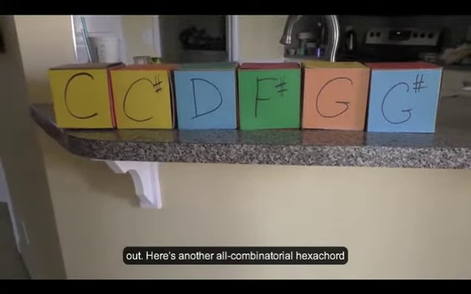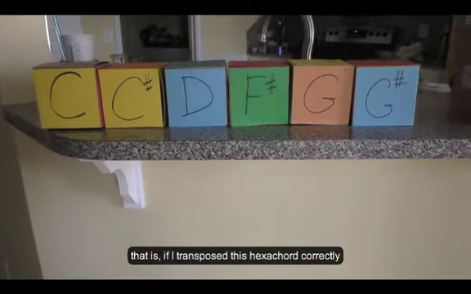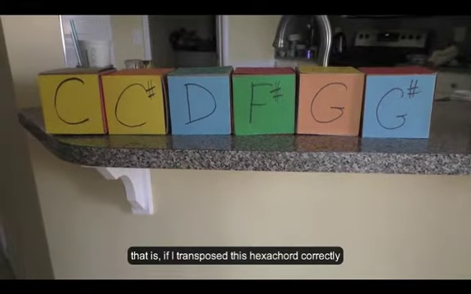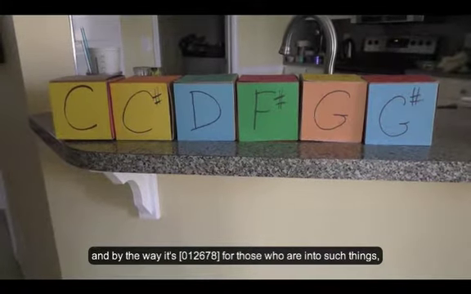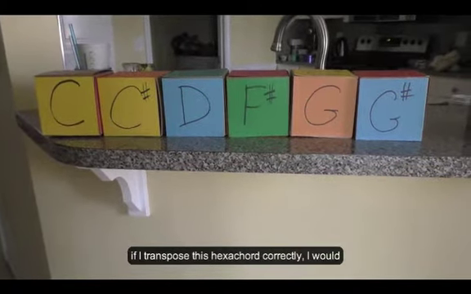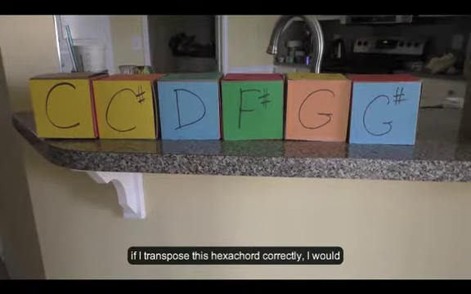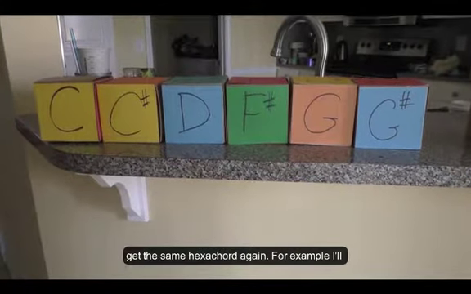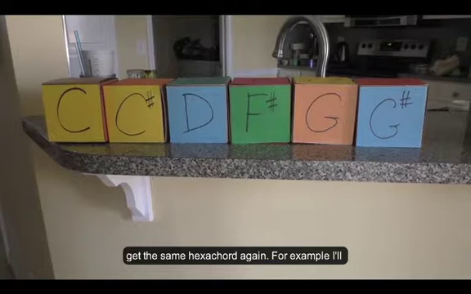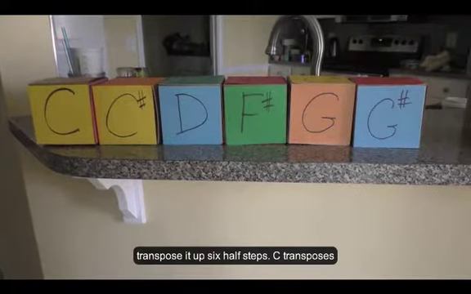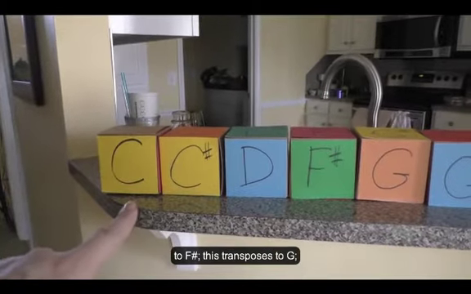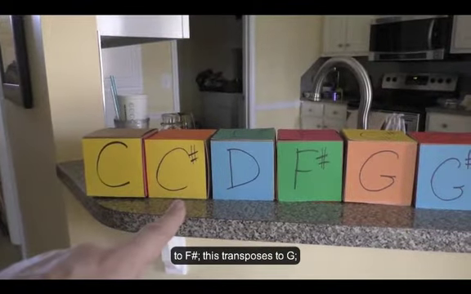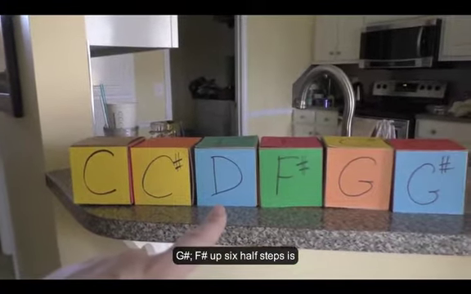Here's another all combinatorial hexachord. That is, if I transpose this hexachord correctly, and by the way, it's 012678 for those who are into such things, I would get the same hexachord again. For example, I'll transpose it up 6 half steps. C transposes to F sharp. This transposes to G, G sharp.